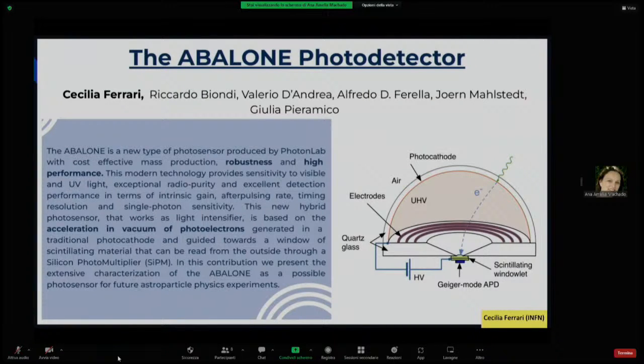This work has been done by people of the University of L'Aquila. They performed the characterization of these new photon detectors, namely Abalone, which is a hybrid photosensor with a standard photocathode in vacuum. Electrons are focused on a scintillation material here, and then the emitted photons are detected by silicon PMs.